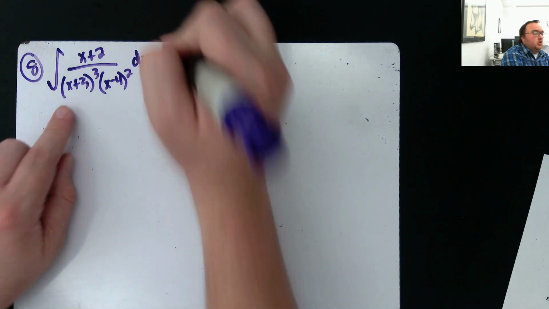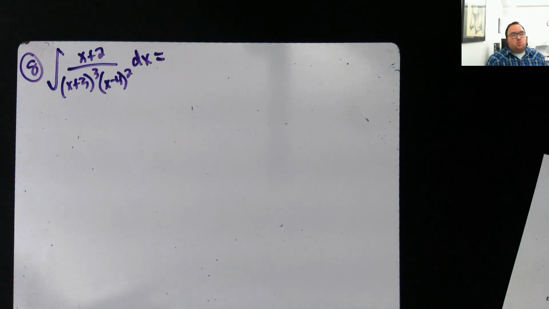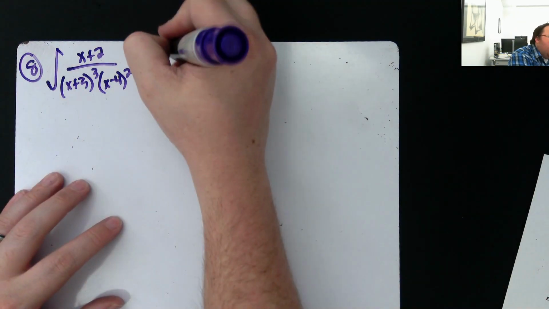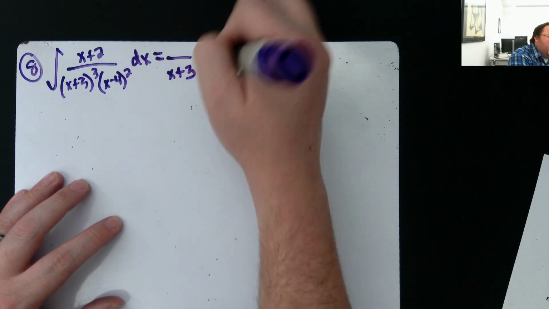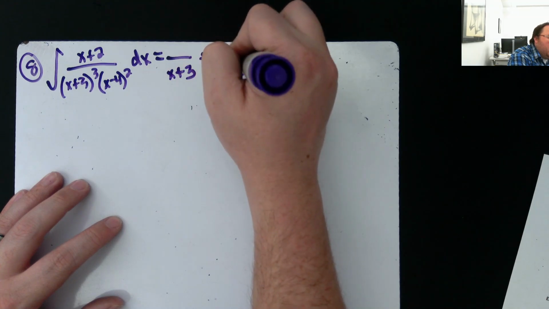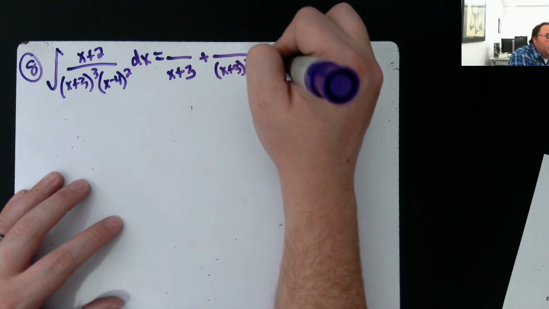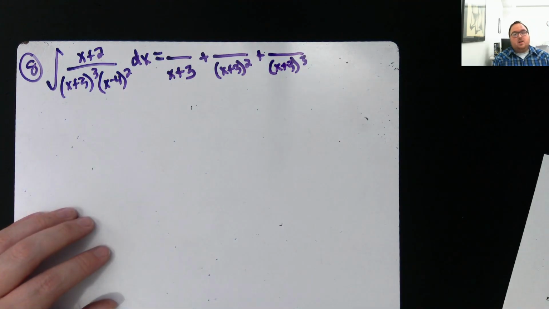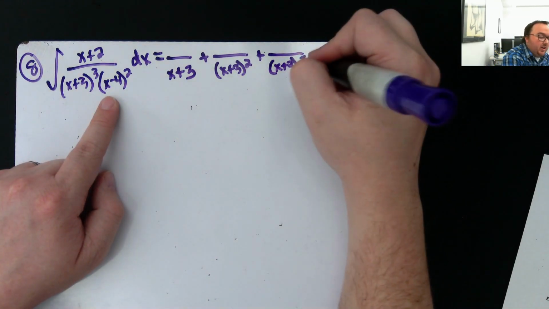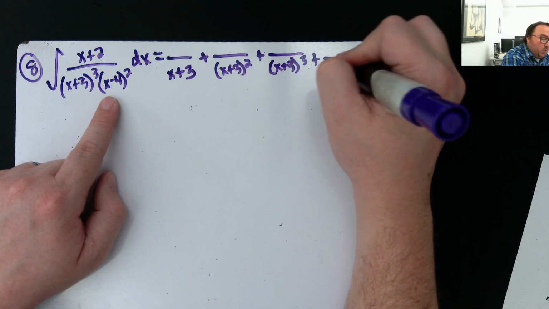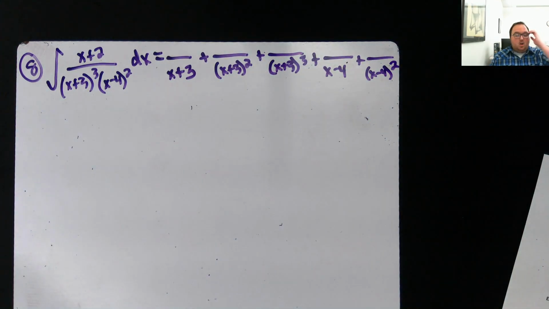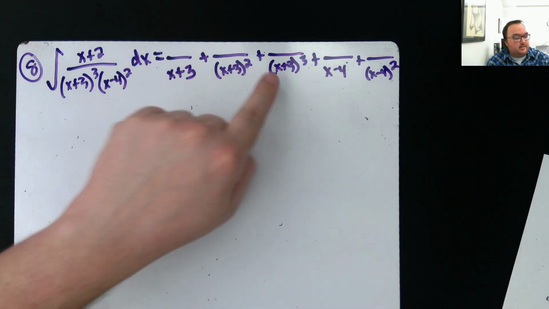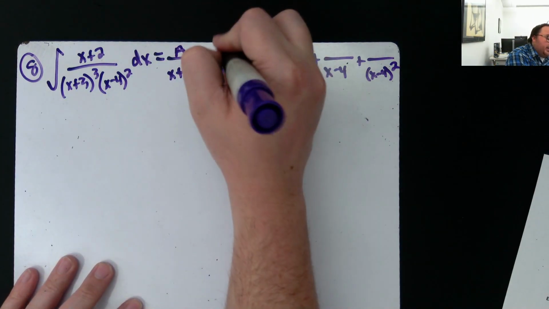So just like how on the last one I had a factor squared, meaning I could have anything lower too. For this one, I could have x + 3 by itself, or (x + 3)^2, or (x + 3)^3. Then this factor is squared, so I could have just x - 4, or (x - 4)^2. All of these have a power of 1 inside, so they're all going to be constants.